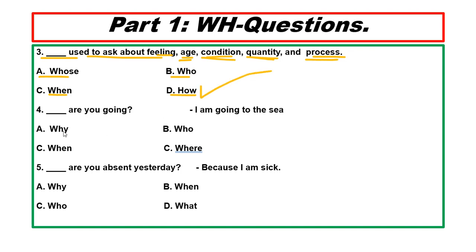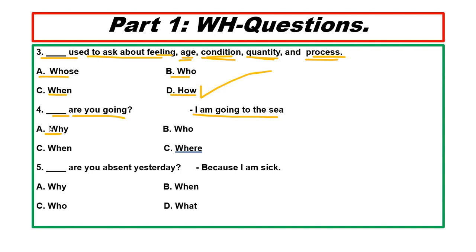Okay, number four, blank, are you going? So this one, blank, are you going? I am going to the sea. If you remember, I'm asking you this one. Letter A, why? Why are you going? So you must read, okay? So you must read and say the question, and then you just ask yourself if that is correct grammar or not. So your tongue can identify if that is correct or wrong.